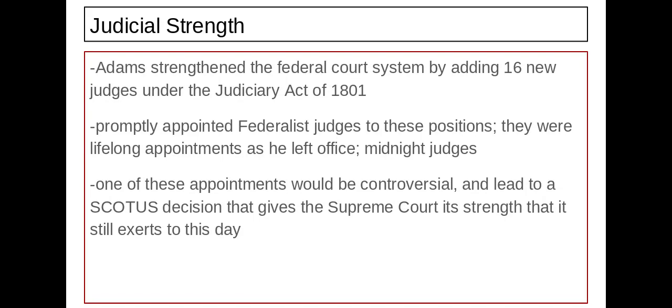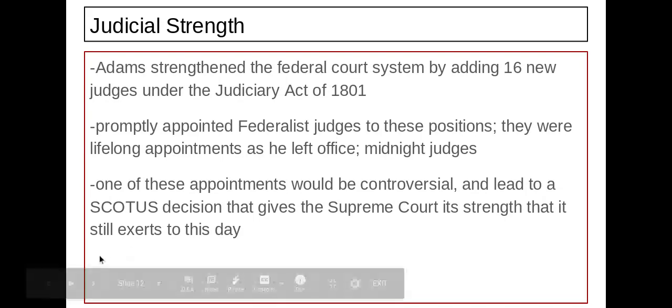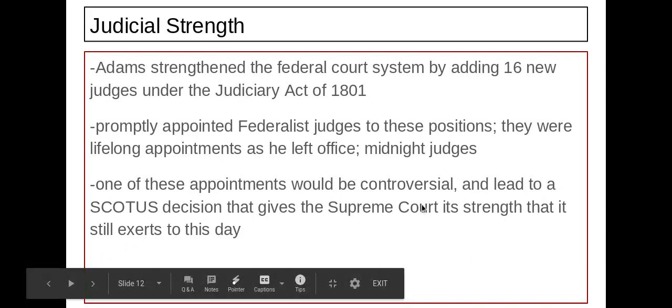One of these appointments would be controversial, John Marbury, and it would lead to a Supreme Court decision that gives the Supreme Court its strength that it still exerts to this day. It is perhaps the most important decision the Supreme Court ever made, and it was 200 plus years ago, 220 years ago, all right? But it gives the Supreme Court the strength that it has to this day.